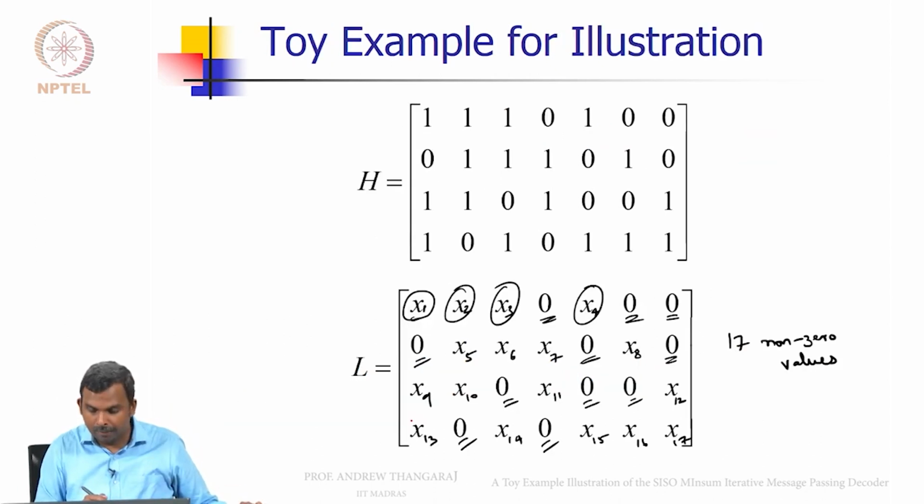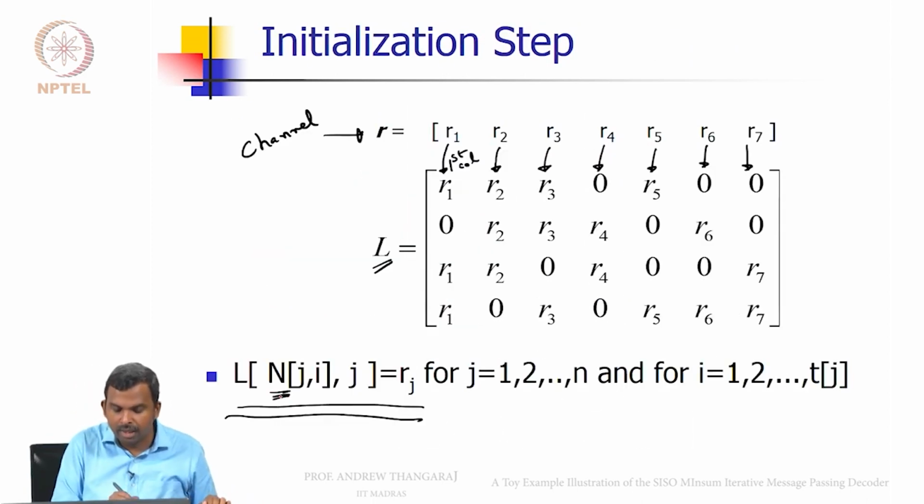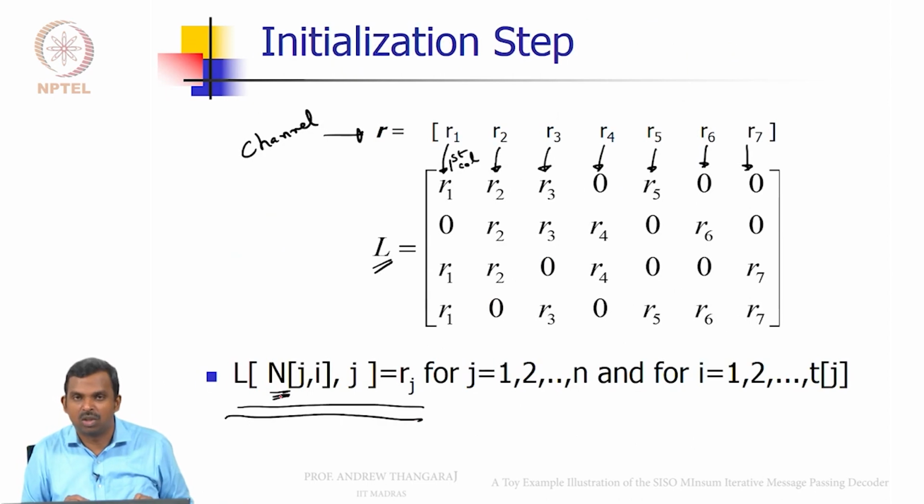This is just notation to show how I am doing it. I believe I am using N of j of i to denote the neighboring values and all that. It is not too crucial for us. Most important is to understand how this initialization happens. Hopefully, this is clear. Take the received values, every non-zero position in that particular column is occupied by the corresponding received value.